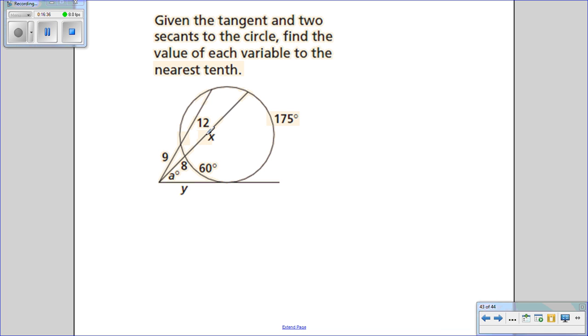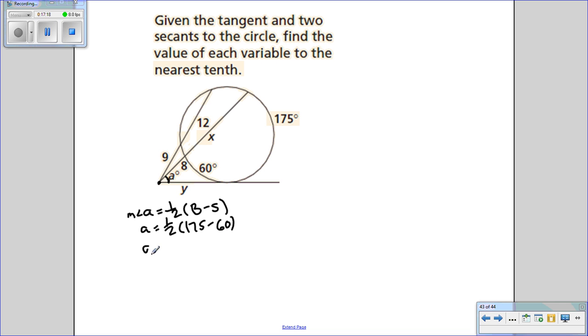And this one is a combination of a bunch of them, okay? So we'll use this as a summary. Let's start with finding angle A right here. Angle A is created by two lines that intersect outside the circle. So the measure of angle A is equal to 1/2 the difference between the big arc and the small arc that it intercepts. The big arc would be 175, and the small arc right here is 60.